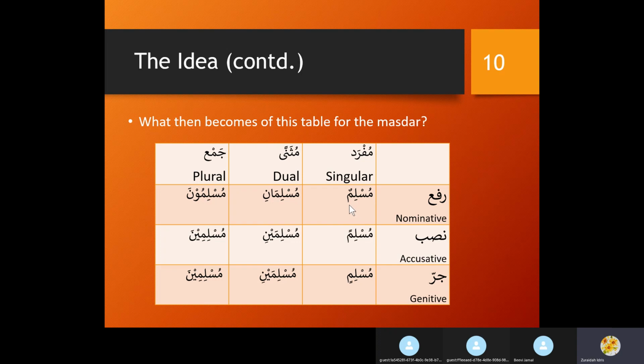Aslama, yuslimu, right? This one, muslimun. And the masdar is ta'aliman. Yeah, the masdar is ta'aliman. No, this is not it. Islam. No, Islam, sorry. Islam is not the family then.